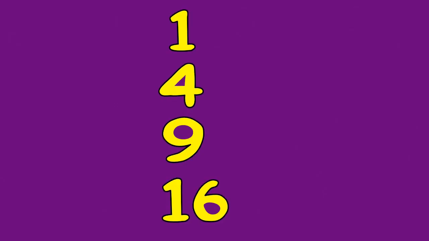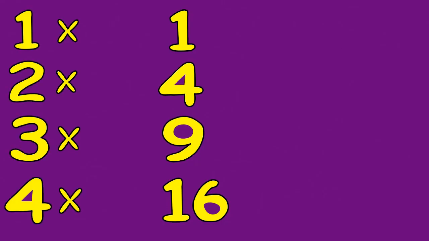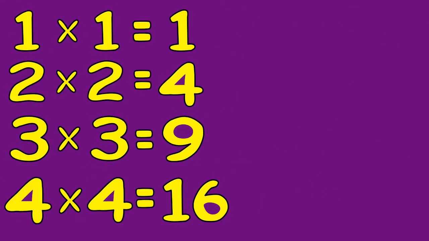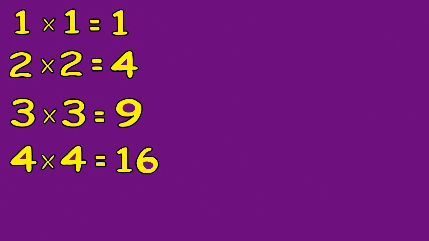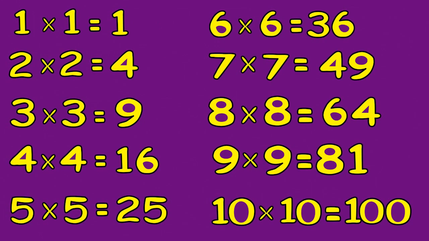To understand square roots, you must first learn about perfect squares. A perfect square is the answer you get when you multiply a number with itself. For example, 4 times 4 is 16, so 16 is a perfect square. Here's a list of the perfect squares you probably know already, from 1 to 100.